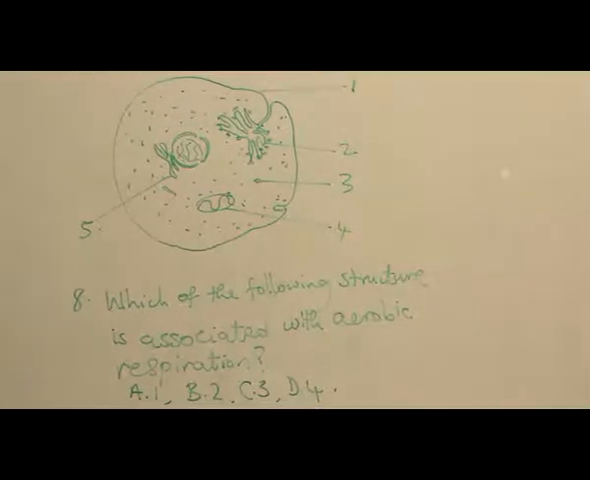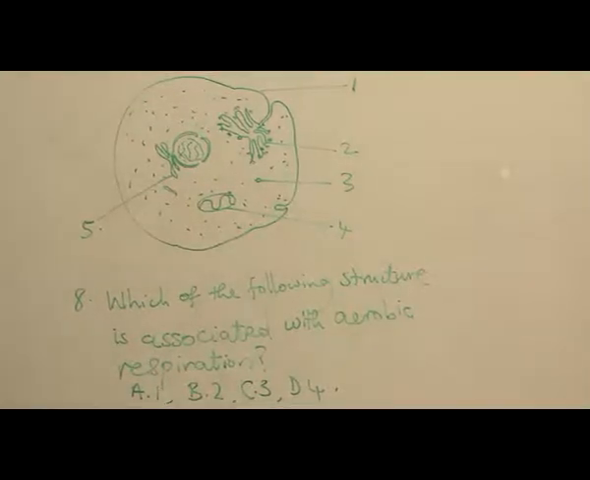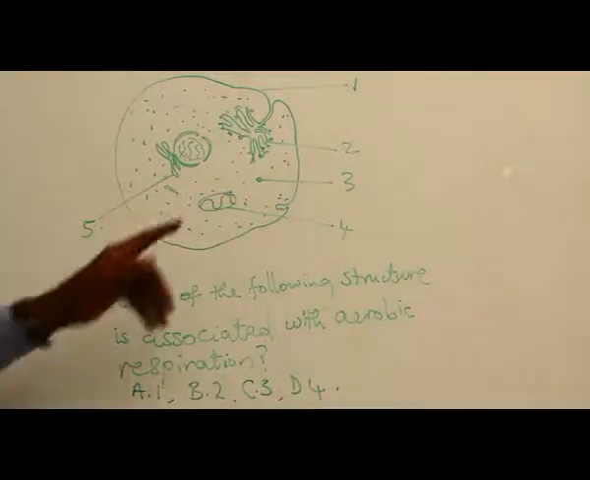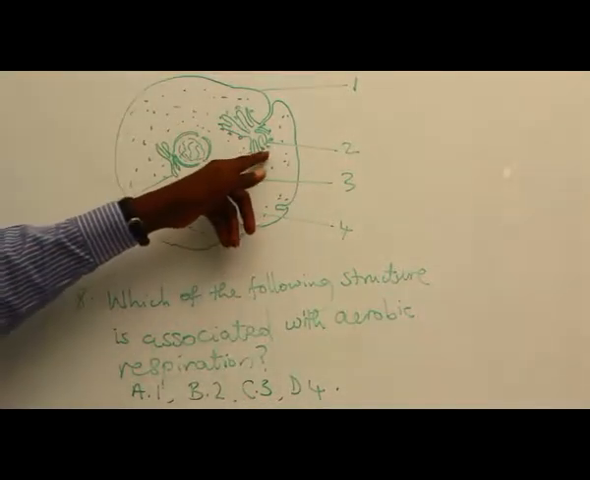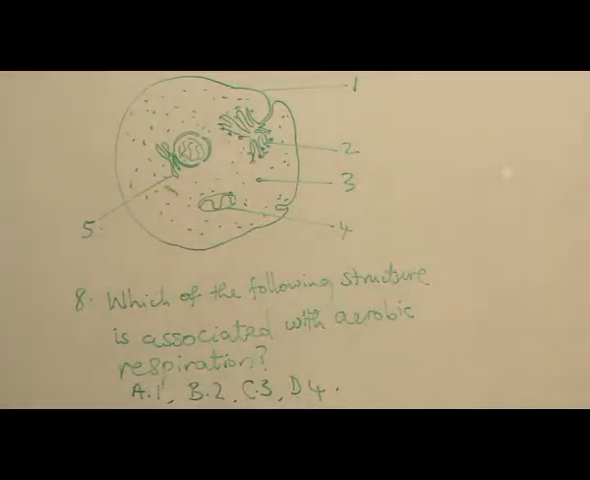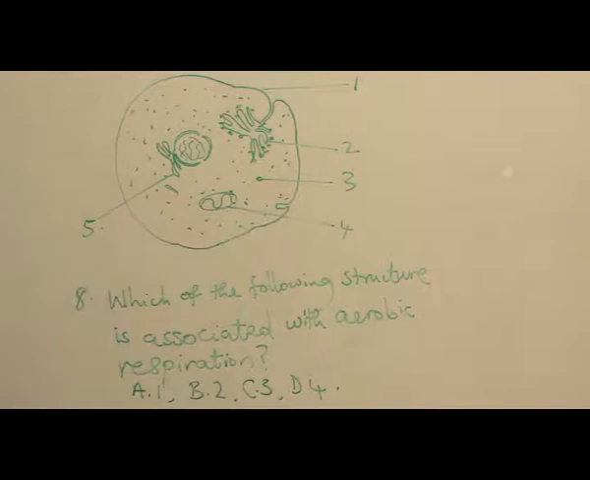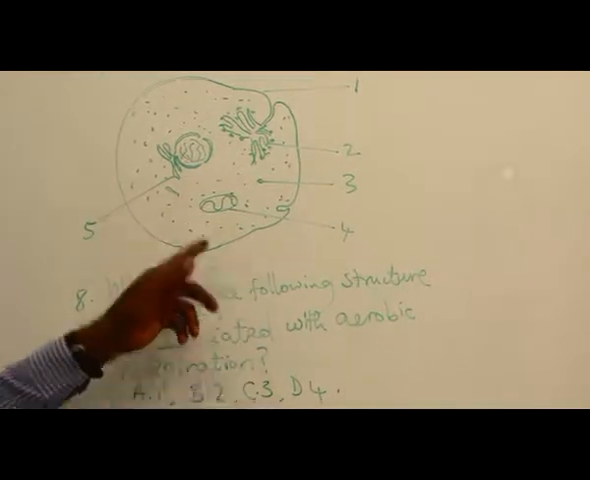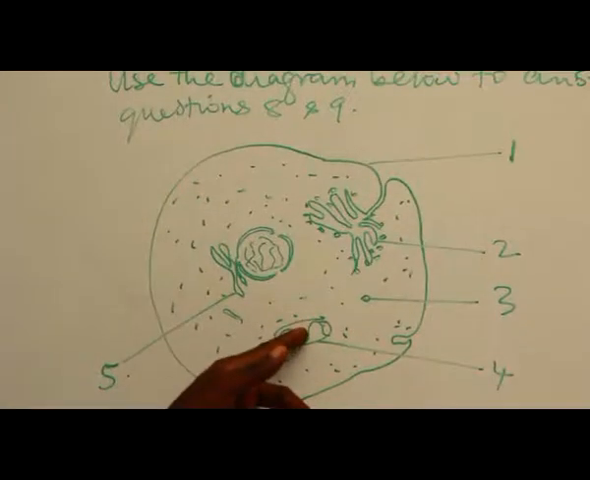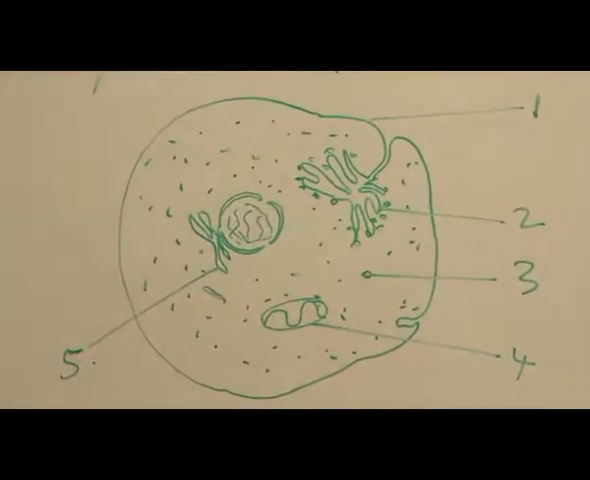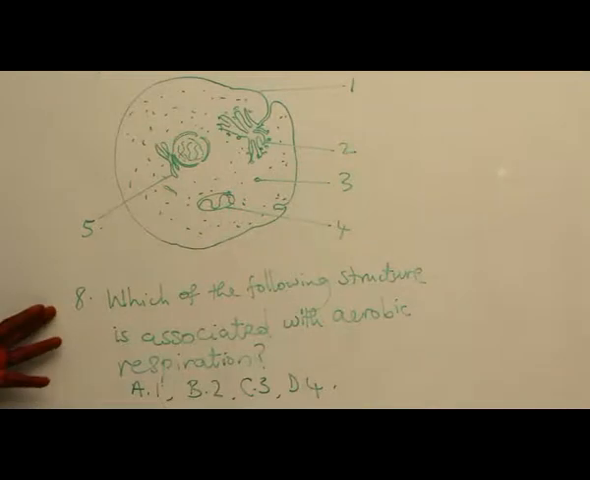It is known for distribution of materials in the cell. Number 3 is ribosome, which are also attached to the endoplasmic reticulum. The ribosomes are for protein synthesis. And D is mitochondrion, where aerobic respiration occurs for production of ATP. So the answer to number 8 is D, mitochondrion.